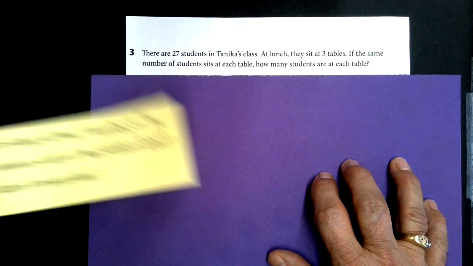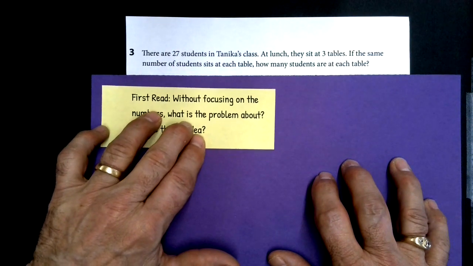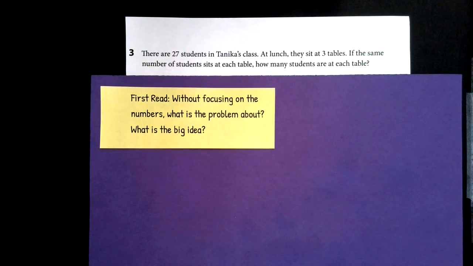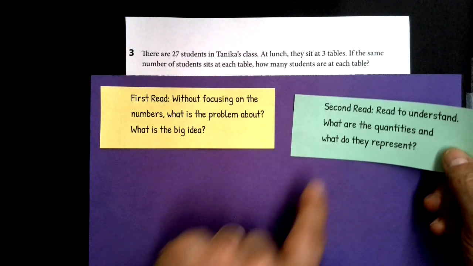Well, I'm going to do my first read. I kind of already did, but I'm going to do it and I'm going to think as I read it. Without focusing on the numbers, let's think of the gist of the problem. There are 27 students in Tanika's class. At lunch, they sit at 3 tables. If the same number of students sit at each table, how many students are at each table? So I think the gist of this problem is figuring out how Tanika's class can sit equally, in equal numbers, at 3 different tables. Let's go for that second read.